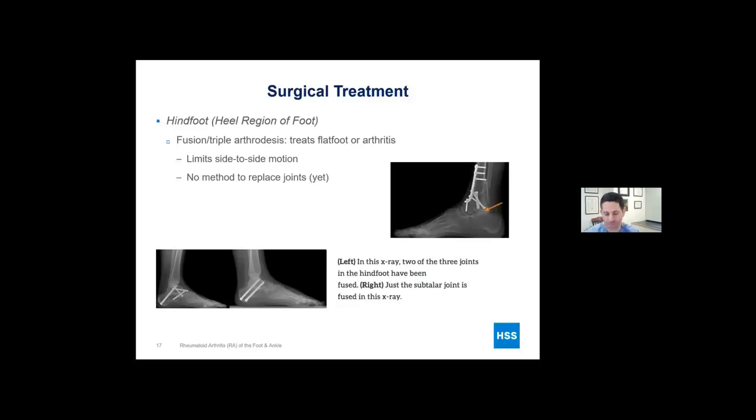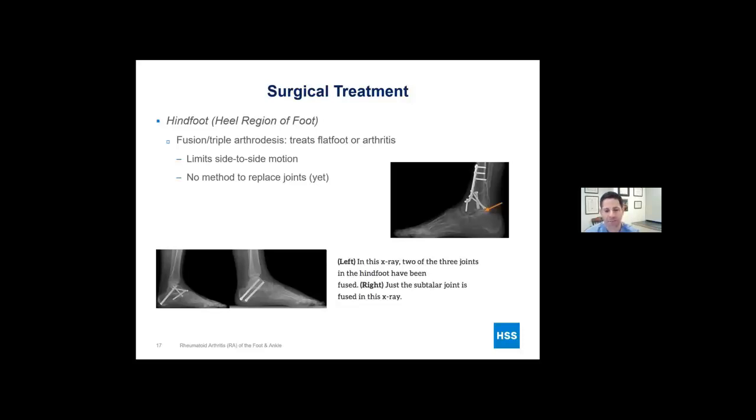This type of fusion eliminates the side-to-side motion of the foot while preserving most of the up and down movement. If RA is only in one joint, then a fusion of just that affected joint may be all that is needed. Any fusion of the hind foot will limit side-to-side motion of the foot. This will affect walking on uneven ground, grass, or gravel. There's no method to replace the joints of the hind foot, yet at least. I think that's being worked on, actually.